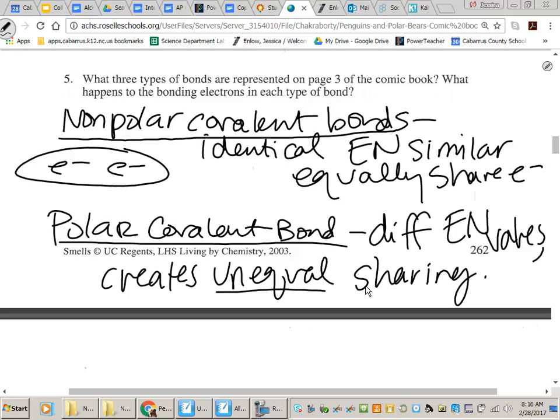And so that creates a situation where there was an unequal distribution of electrons. Unequal sharing does create a partial negative on one side and a partial positive on the other side. Not full positives and not full negatives though. So hopefully you're diagramming this a little bit for yourself as well.